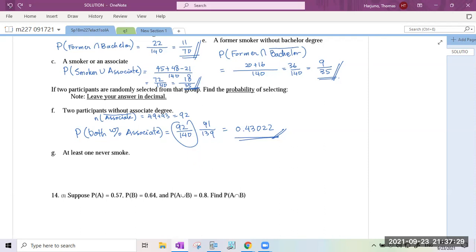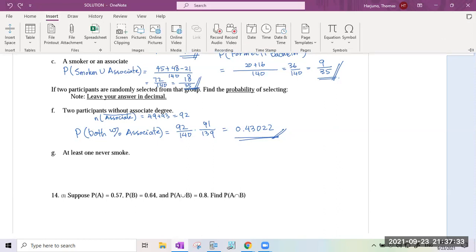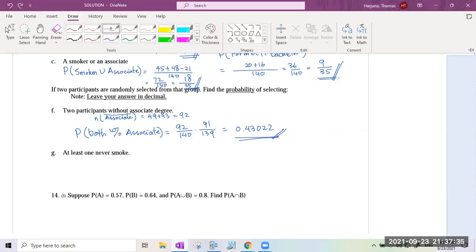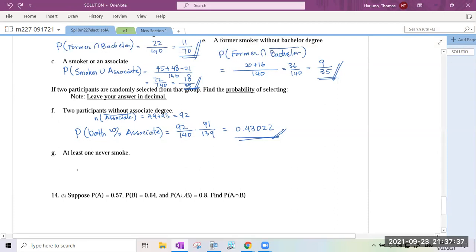Okay, that's for part F. Now let's see part G. At least one never smoke. Probability at least one never smoke is equal to 1 minus probability ever smoke.